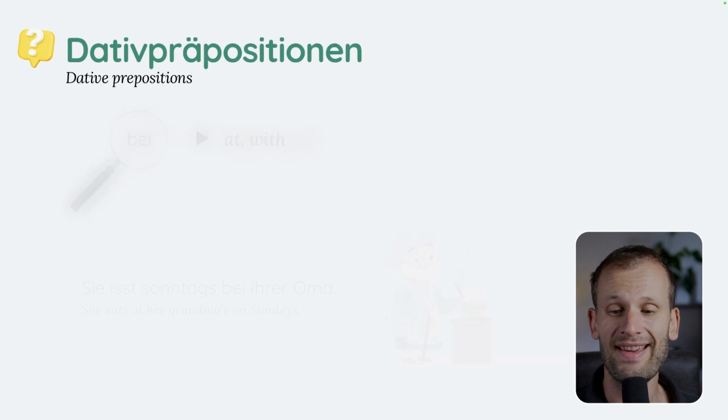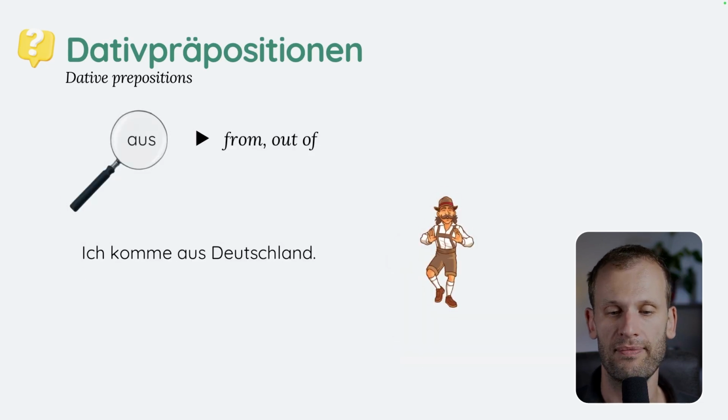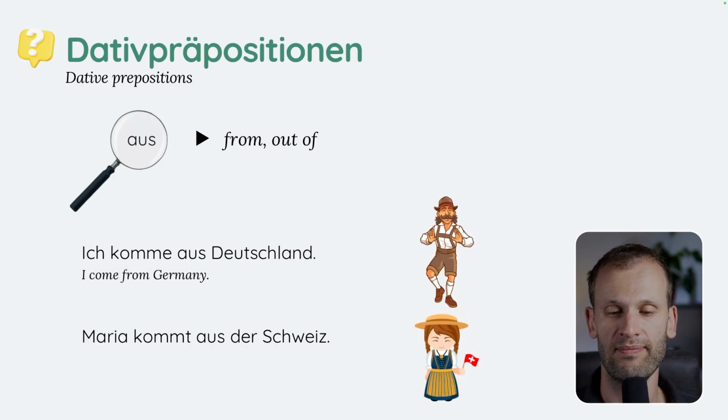Great. The next preposition is aus, from, out of. Ich komme aus Deutschland. If we have a city or a country name, we usually don't have an article. With cities, never. With countries, sometimes 5 or 10%. But most countries, no articles. So you don't have to worry about the dative case in the first place. But this is still dative in theory. Aus Deutschland. I come from Germany.